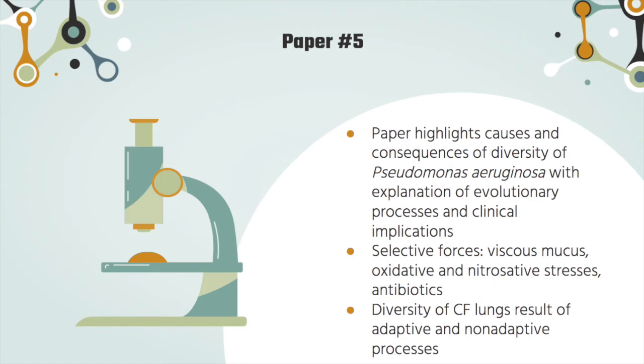Overproduction of alginate, which is an exopolysaccharide that plays an important role in development and maintenance of the biofilm matrix, can provide protection to this bacterium. The diversity of CF lungs is the result of adaptive, spatially heterogeneous selection, and non-adaptive processes, which is genetic drift due to spatial structure.